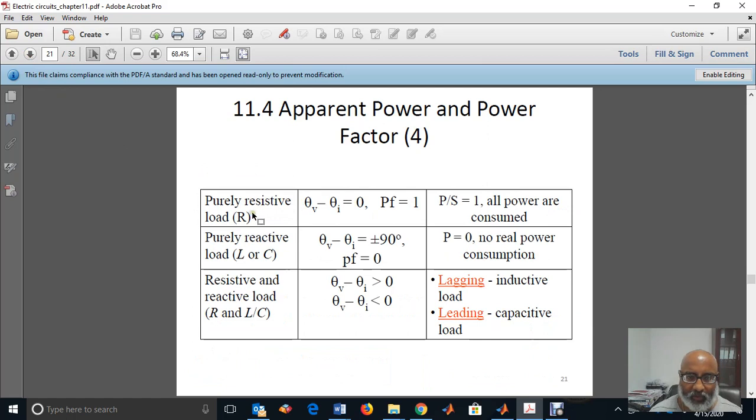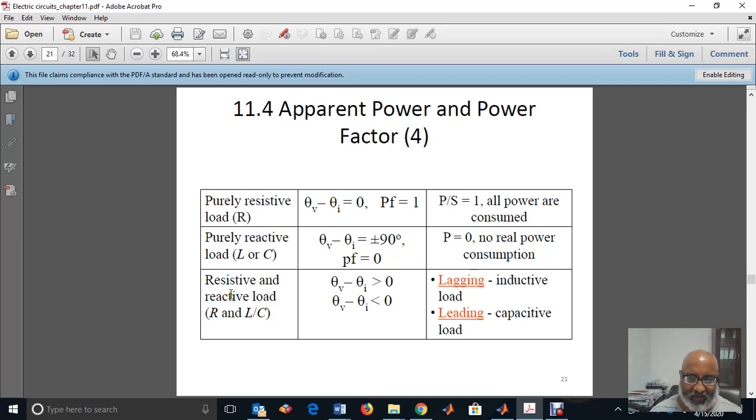Okay, now let's summarize. If I have a purely resistive load, theta V minus theta I, the angle between the voltage and the current, is 0, meaning the power factor is 1. So all power is consumed. If I have a purely reactive load, which is an inductive load L or a capacitive load C, theta V minus theta I is 90 degrees, positive 90 degrees for an inductive load. So the power factor is 0. That means no real power is consumed. For the capacitive load also the same.